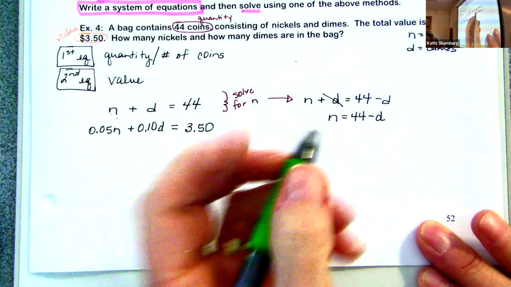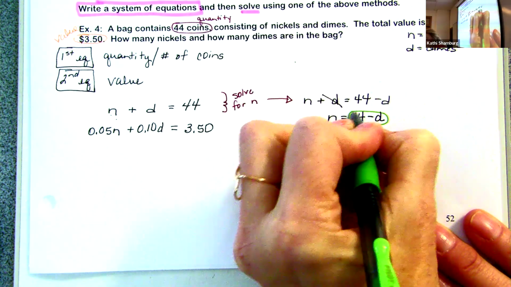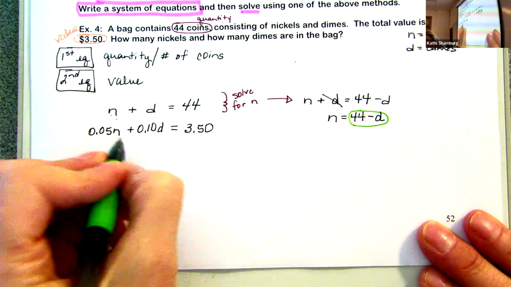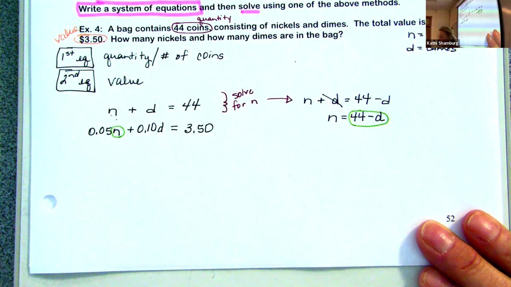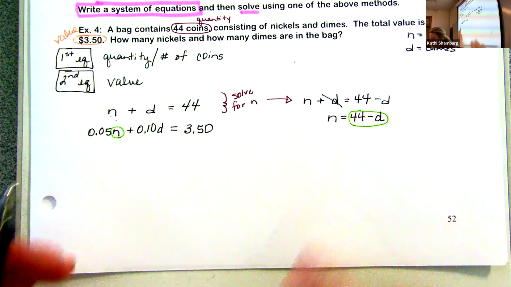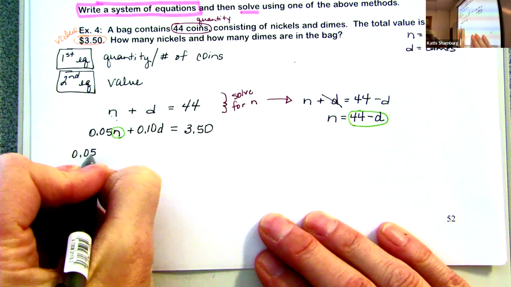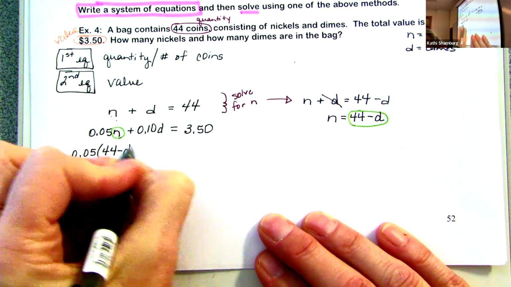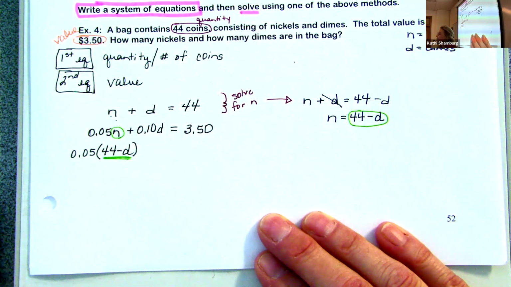Okay, so now we take this and substitute it in for the N here. Because N is the same thing as 44 minus D, so in place of this N, I'm going to put 44 minus D because this is equivalent to N.